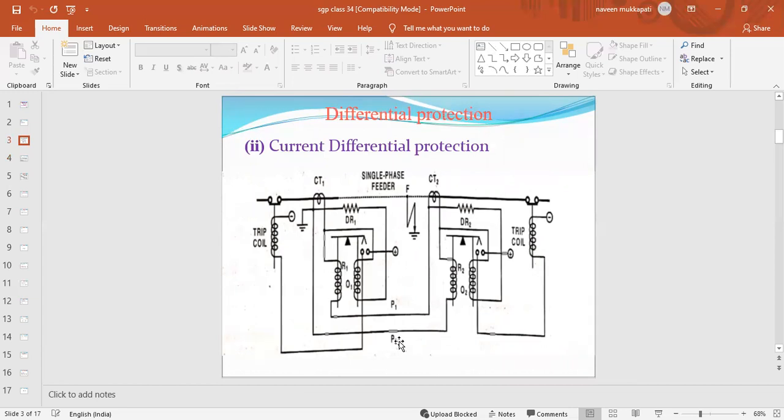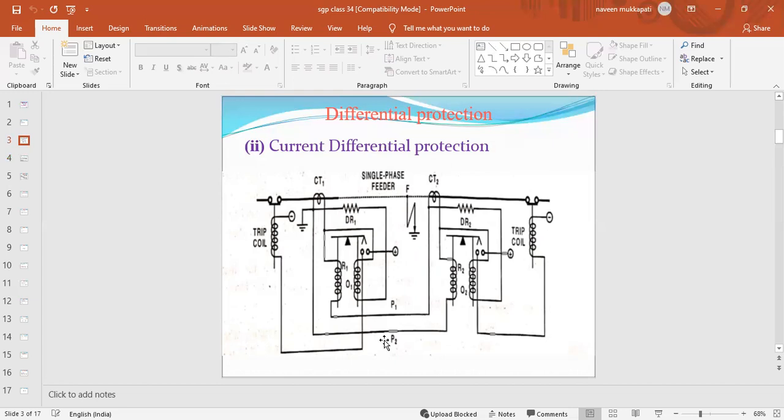The secondaries of these CTs are connected by R1 and R2, that is the restraining coils. That is connected by the pilot wires P1 and P2.